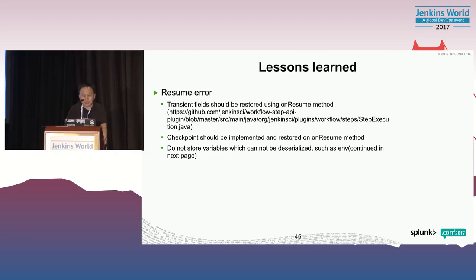Another thing I want to share is resume errors. Most Jenkins pipeline jobs can be resumed safely, but not all. When we did the migration, we didn't take much care and encountered some issues. For example, some transient fields cannot be restored, some steps were not implemented correctly, and the checkpoint was not added. And we also stored some variables which cannot be deserialized, such as env.